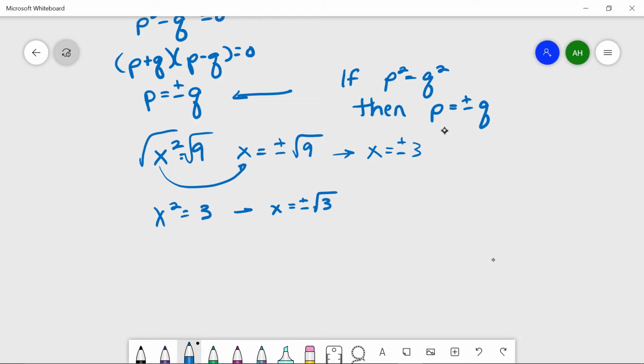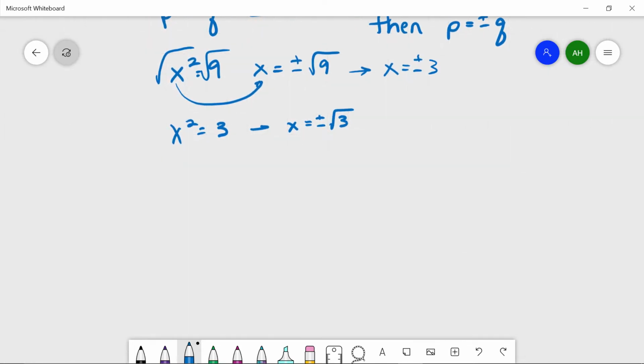Notice up here we started with p squared equals q squared, then we take the square root of both sides, and you wind up with p equals positive or negative q. So here I started with x squared and took the square root, I get x. Started here with 3, take the square root, I get just the square root of 3 and that positive and negative.